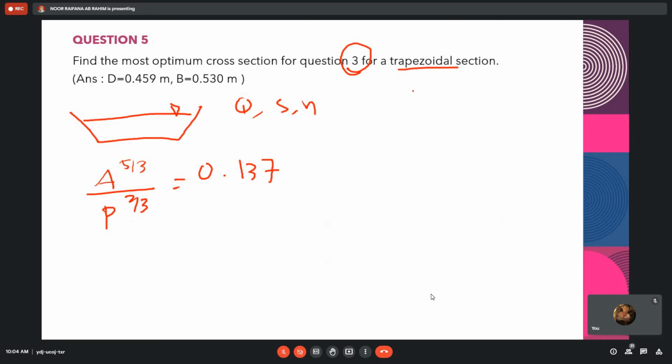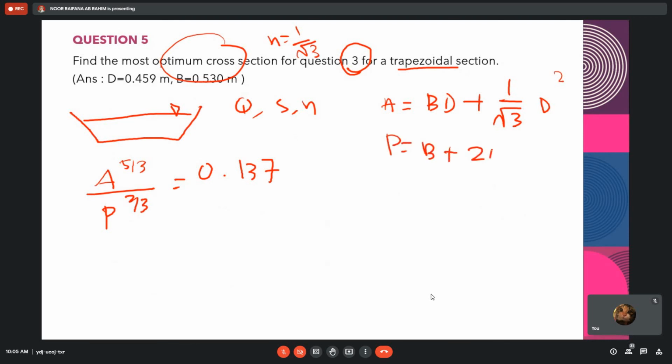So refer nota tadi, area untuk trapezoidal is equal to BD plus 1 over... dia kata optimal cross section N mesti 1 per square root 3, D square. So ini area untuk dapatkan P. Nanti you boleh refer equation dia. P is equal to B plus 2D square root of N square plus 1. And then B for trapezoidal untuk optimal cross section is 2D times square root of N square plus 1 minus N.